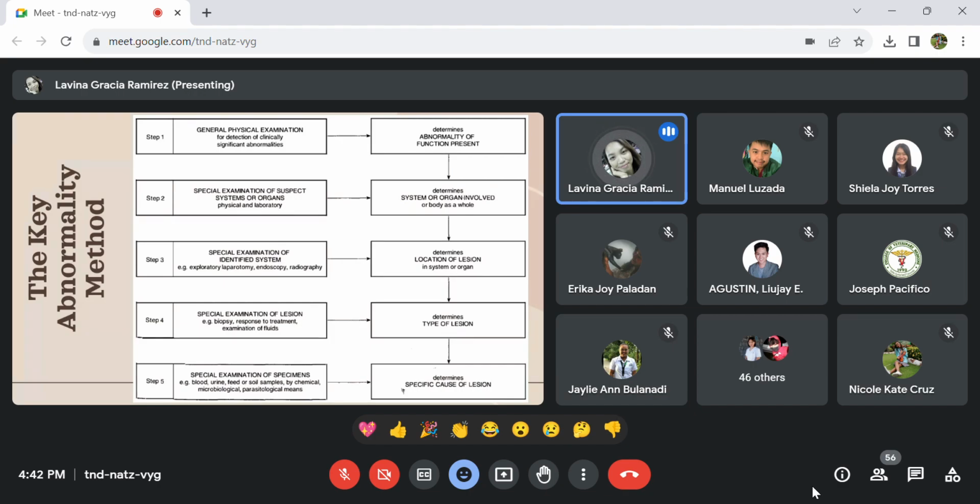Okay, so the key abnormality method, this is number 5. The first one is the abnormality of the function present. So the general physical examination, you can check through a physical examination. So detection of clinically significant abnormalities, which will lead to determining the probability of abnormalities in a certain function of the body.